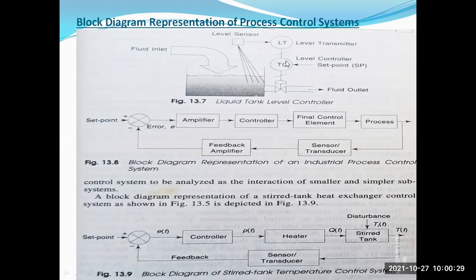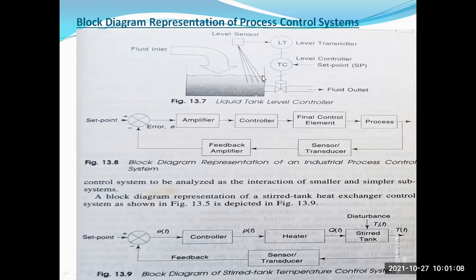We have to use this one set point. This is LC, called the level controller set point, which controls the liquid level inside the tank. Another one is a level transmitter, which receives the signal from the level sensor. Here you can see the level sensor, which is used on the inner side of the tank and continuously measures the liquid level. Then it continuously gives signals to the level transmitter.